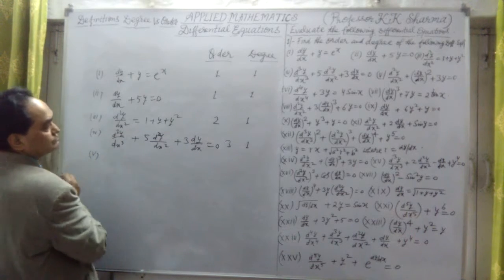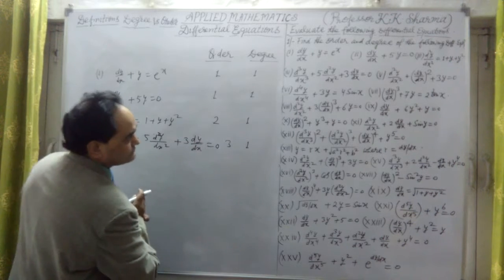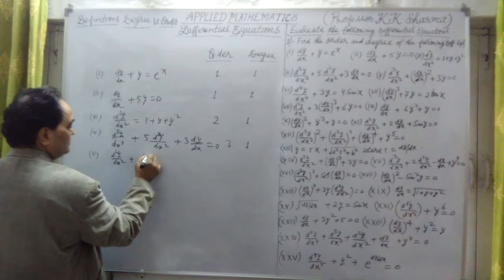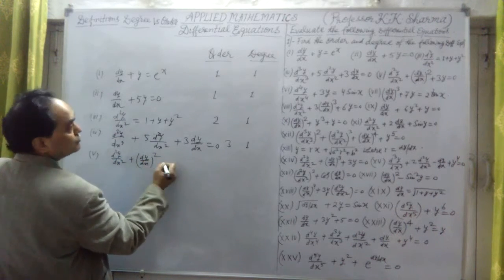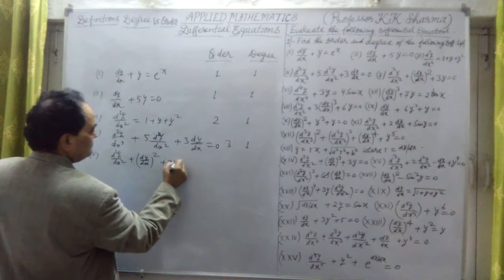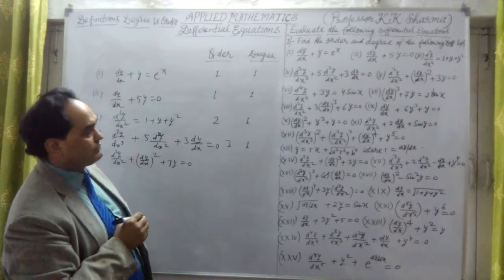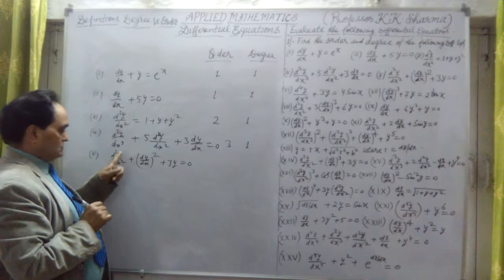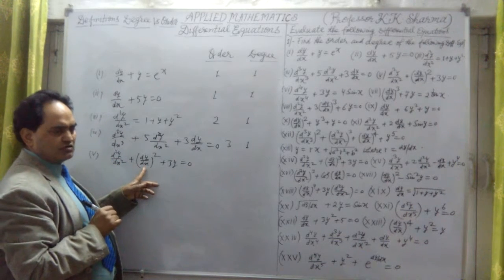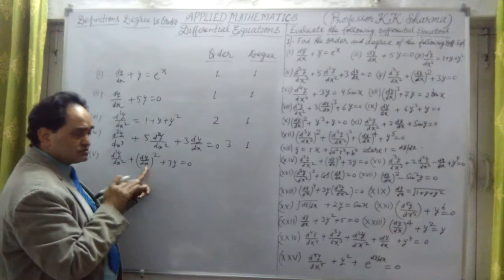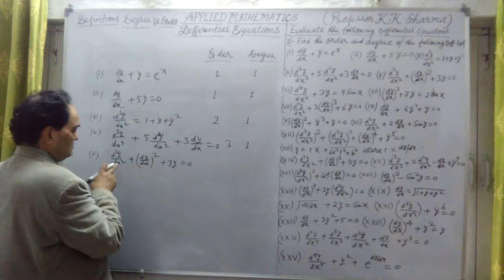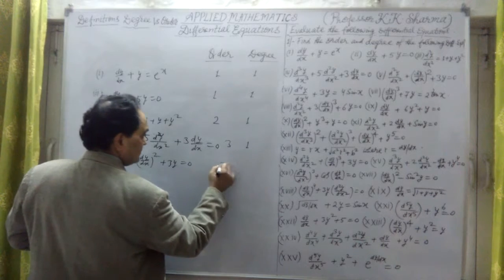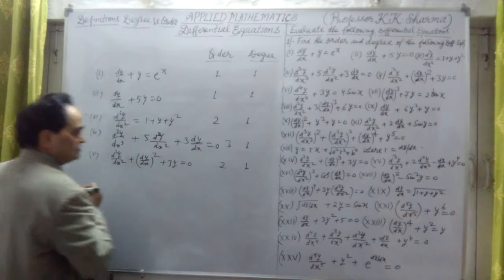Now the fifth one, question number 5: d²y/dx² plus (dy/dx) whole squared plus 3y equal to 0. Here, this is the second order derivative, and there is no repetition of it. dy/dx is repeated undoubtedly, but it is a single order derivative. We are not going to think about the first order derivative; we talk about the highest order derivative of this equation. The highest order derivative is this one, the second order derivative, and its power is 1, so the degree is 1.